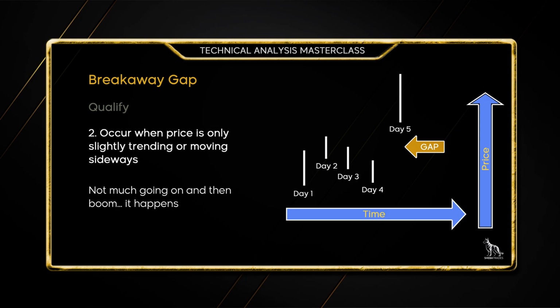And also, to really identify a breakaway gap, know they happen when price is only slightly trending or moving sideways. There's not really much that's going on, and then all of a sudden, boom, it just happens. It's not like there's some big massive trend and then we have this little breakaway gap, but it's already part of a massive trend. That's not a true breakaway gap. They don't happen while you're already in a trend. That would be considered a different type of gap that we're going to learn in the next lesson, but it's not a breakaway gap.